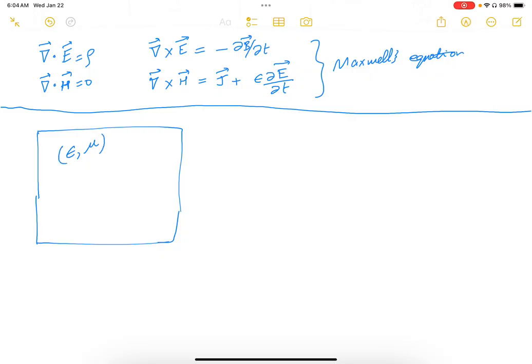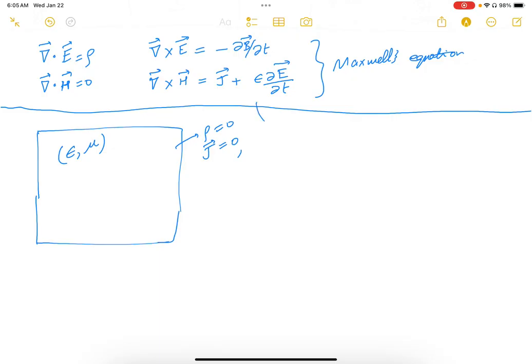And let's assume for now that the electrical permittivity as well as the permeability are constant throughout the space. Let's also assume that the space does not have any charges or currents in it. So there are no charges in this region of space, and there are no currents in this region of space.